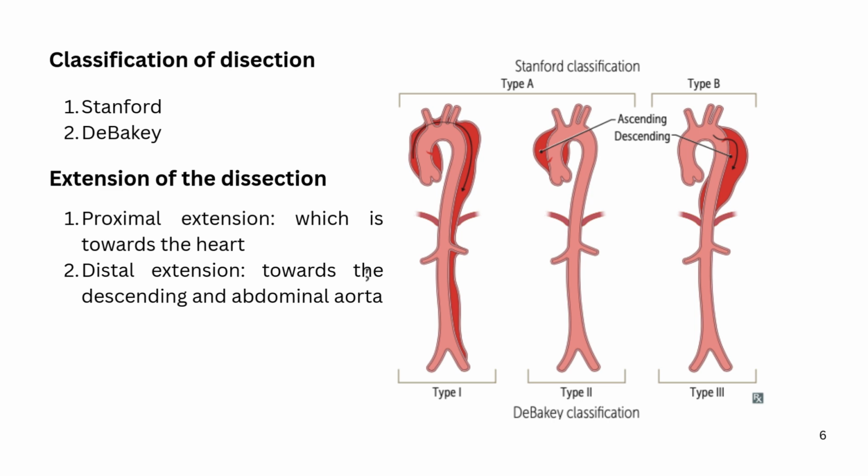Direction of the dissection extension. 1. Proximal extension, which is towards the heart. 2. Distal extension, which is towards the descending and abdominal aorta.